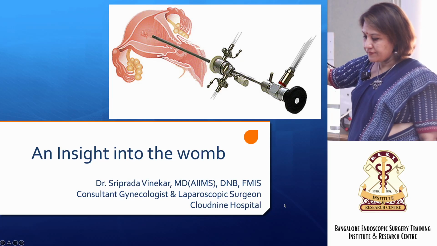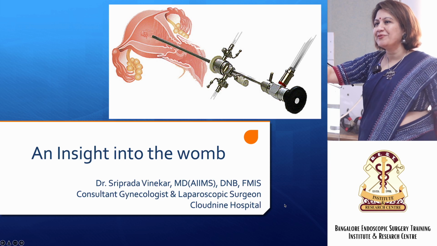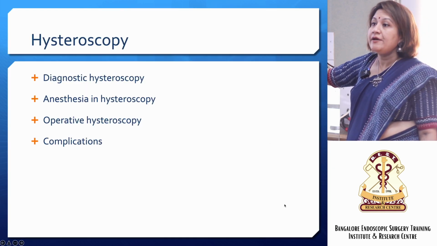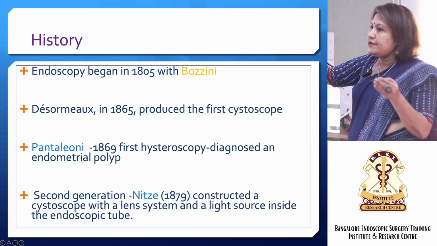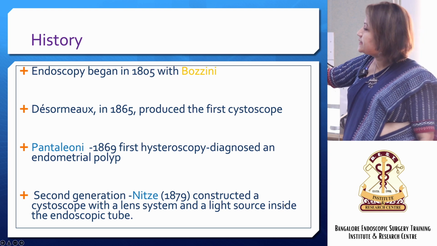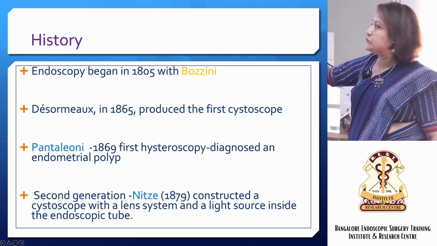Complications. Let's start with the diagnostic. Dr. Saraswati Ramesh always likes a little bit of history before he starts, so this has stuck with me. Endoscopy itself started way back in 1805, but using the cystoscope, the first hysteroscopy was done. In fact, way back in 1869, a hysteroscopic polypectomy was done using the primitive cystoscope.